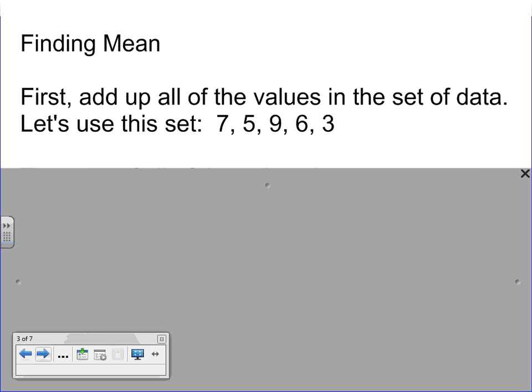Let's just pretend that that's the amount of allowance you get at the end of the week after doing your chores. So one week you got $7, one week you got $5, the next week you got $9. The fourth week you got $6, and then finally the last week you got $3 in allowance for doing your chores. First thing we want to do is add up all the values. So 7 plus 5 is 12, 12 plus 9 is 21, 21 plus 6 is 27, plus 3 is 30. So what's the value? 30.